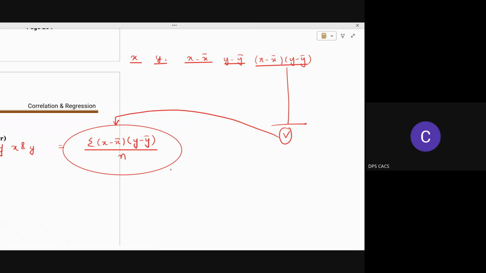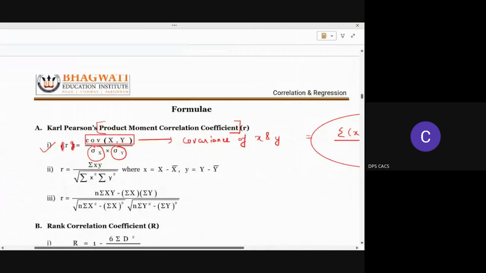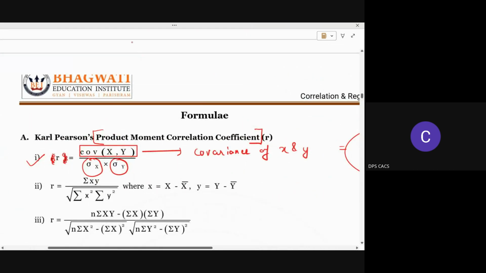Any problem? Sir, for standard deviation, what am I going to do, because I need standard deviation in the denominator. So sir, what will be the standard deviation of x? Tell me. Summation x minus x bar whole square by n root. And what will be that of y? Summation y minus y bar whole square by n and root.